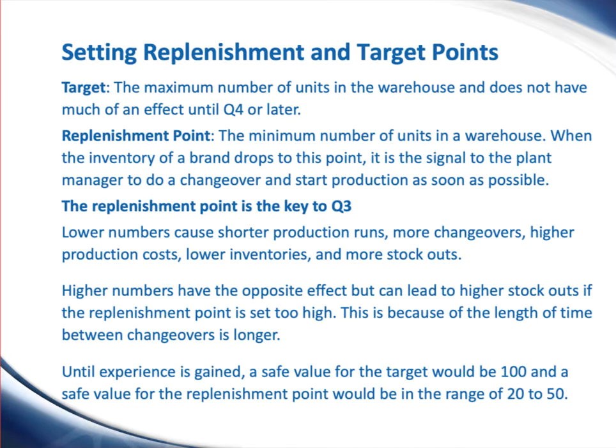Next, we are looking at replenishment and target points. A target point is the maximum number of units in the warehouse and does not have much of an effect until Q4 or later. Remember, we are in a test market. The replenishment point is the minimum number of units in a warehouse. When the inventory of a brand drops to that minimum number, to that point, it is a signal to the plant manager to do a changeover and start production as soon as possible. In other words, the replenishment point is one of the learning points for Q3.